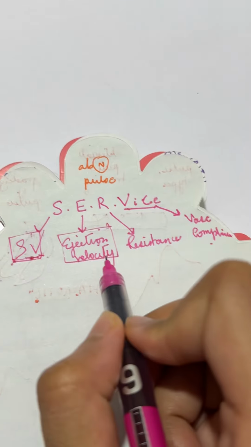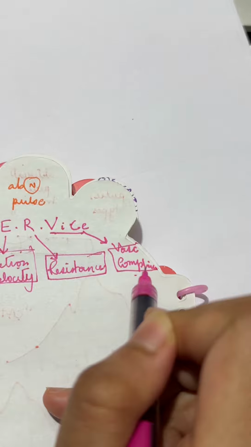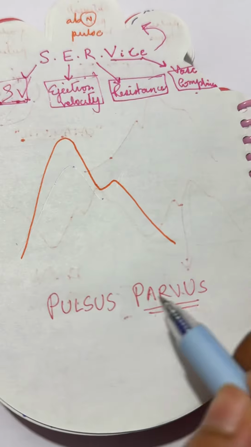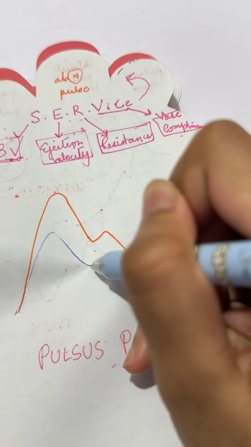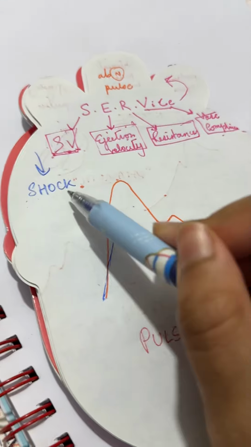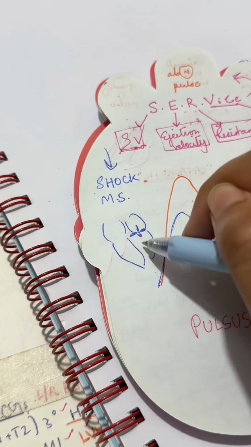Now the stroke volume, ejection velocity, the vascular resistance, and the vascular compliance are going to determine what kind of abnormal pulse you're going to get. Normal pulse for comparison. Now pulsus parvus. Parvus means small. So you basically have a normal waveform with a smaller amplitude. Obviously seen when the stroke volume is reduced, as is possible in shock, or in mitral stenosis when the left ventricle does not have enough blood.